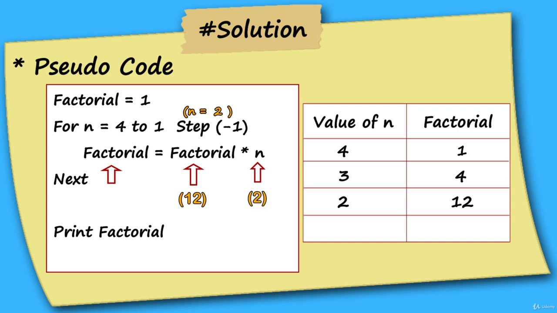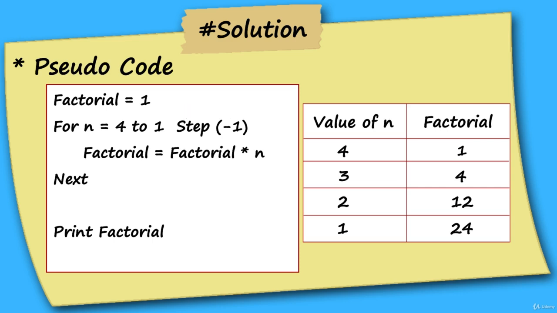Again this process is going to repeat and the factorial will be factorial into n, that is 12 into 2, it will be 24. Still n is 2, so factorial is 24 and n now gets decremented by 1, so n is 1. And when you say 24 into 1, it will be 24 only. And at the end, we just say print factorial. This is how the factorial is achieved.